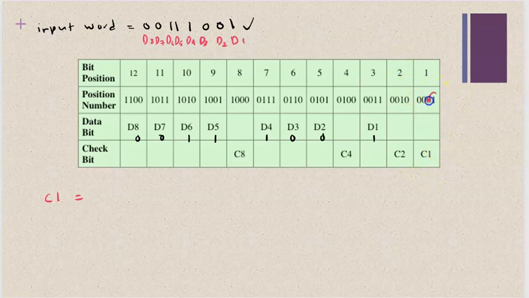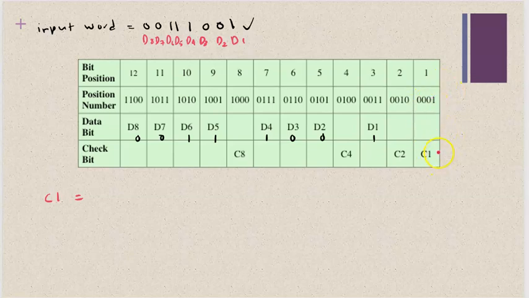So C1 has a value 1 at the rightmost position. C2 has a value 1 at the second rightmost position. C4 has a 1 in the third rightmost position. And C8 has a 1 in the leftmost position. So here, I want you to look at this and see which data bit has the same position of 1s in their position number.